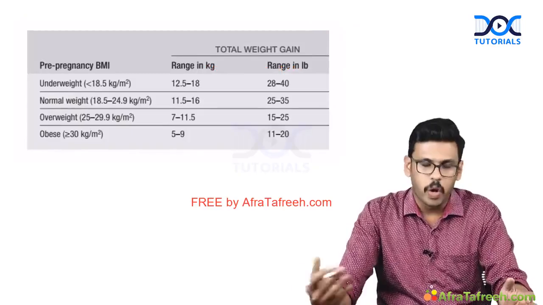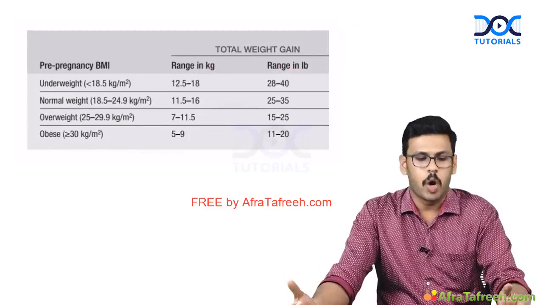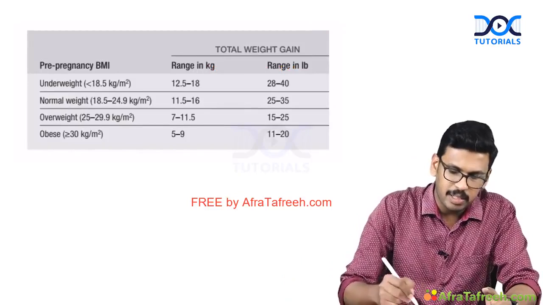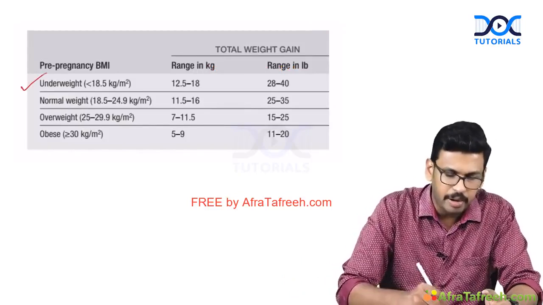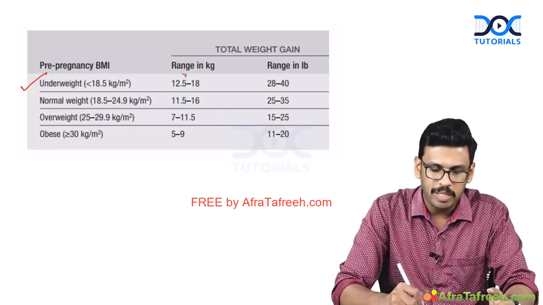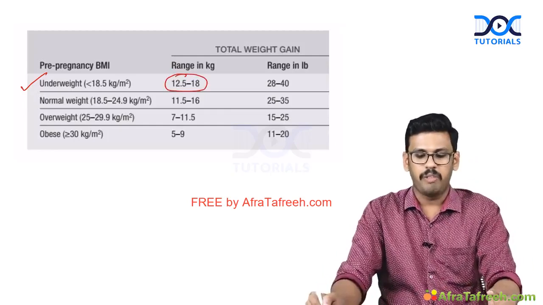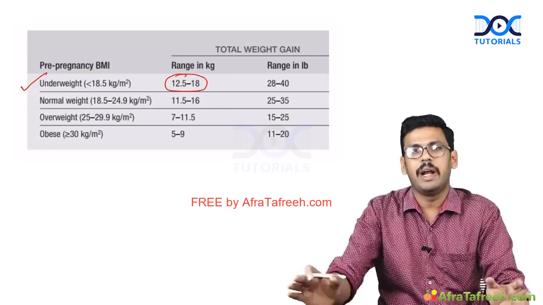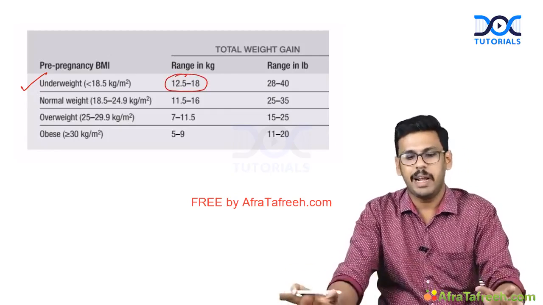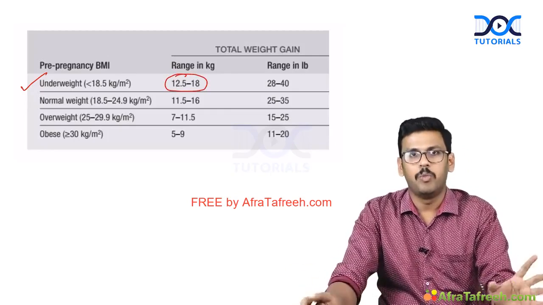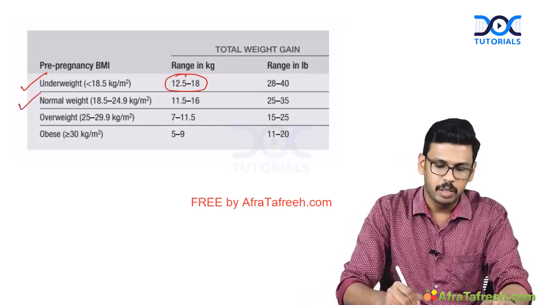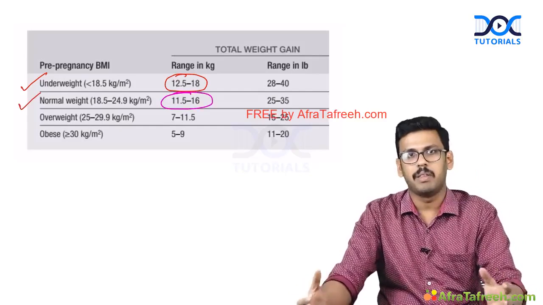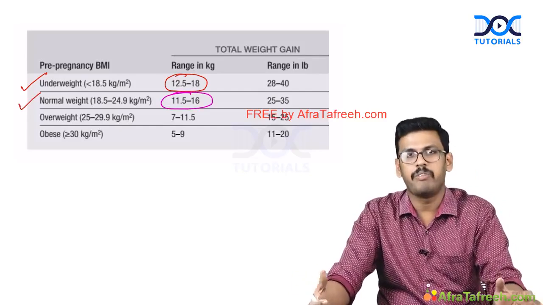Now coming to the usual weight gain pattern in a normal pregnancy, you can see that this is the range of weight gain allowed in a pregnancy. In an underweight woman, the advised weight gain is around 12.5 to 18 kg throughout the entire pregnancy. So the cumulative weight gain should be around 18 kg. Woman who was underweight prior to pregnancy. Normal weight, the permissible weight gain range is between 11.5 and 16.